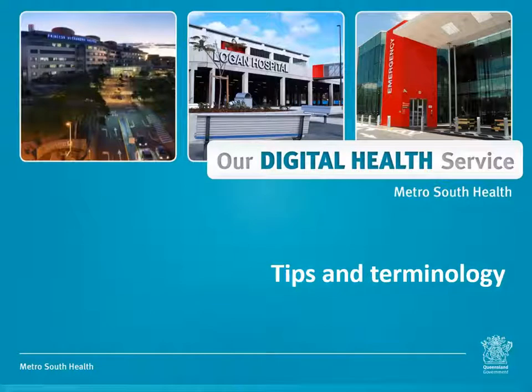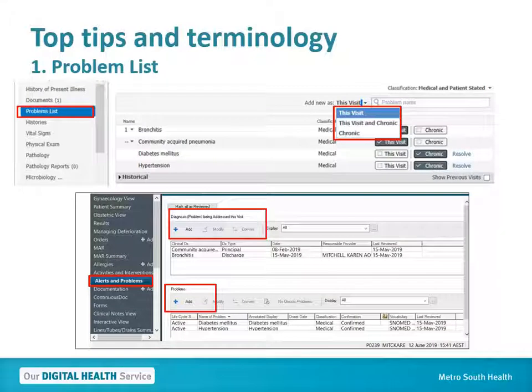Finally, we'll discuss some best practice tips and also discuss terminology. The first tip is to enter any diagnoses or chronic conditions directly into the patient's chart. You can do this in one of two places.